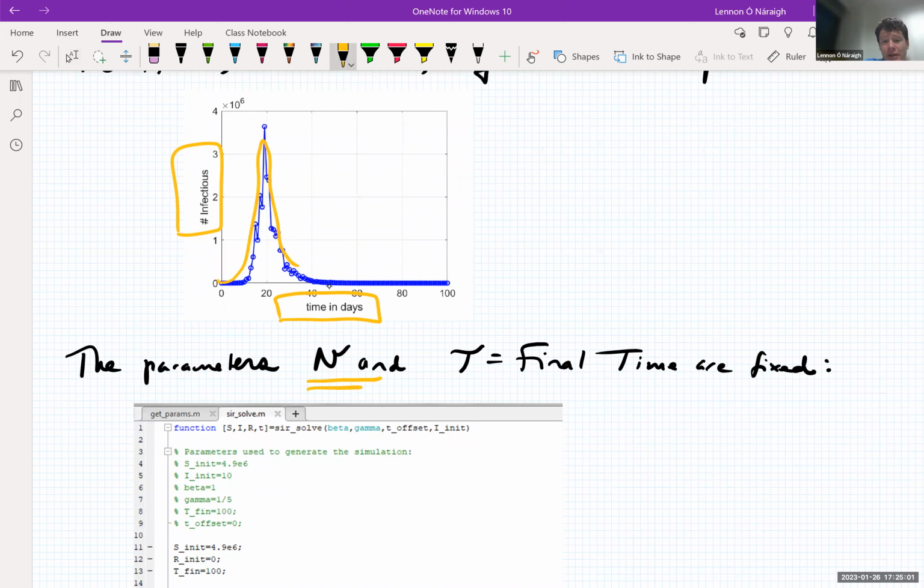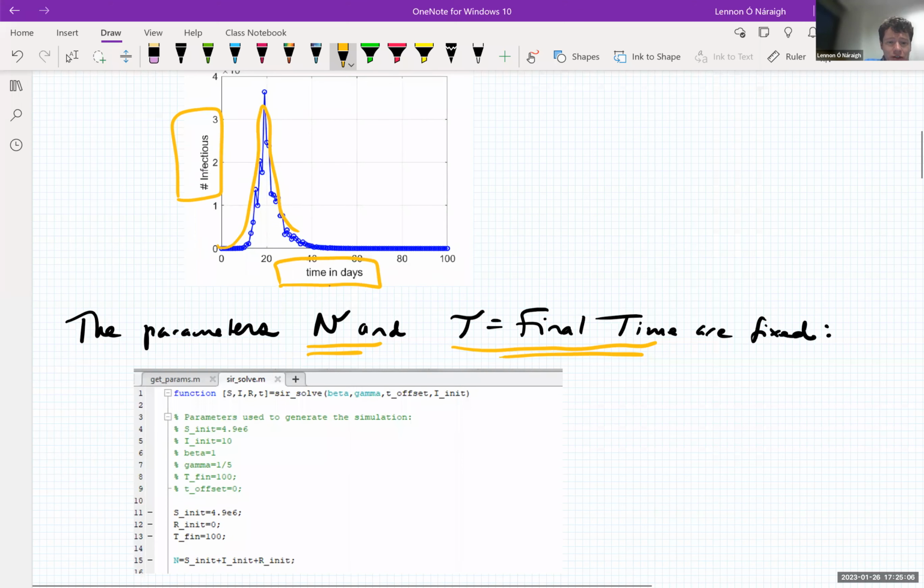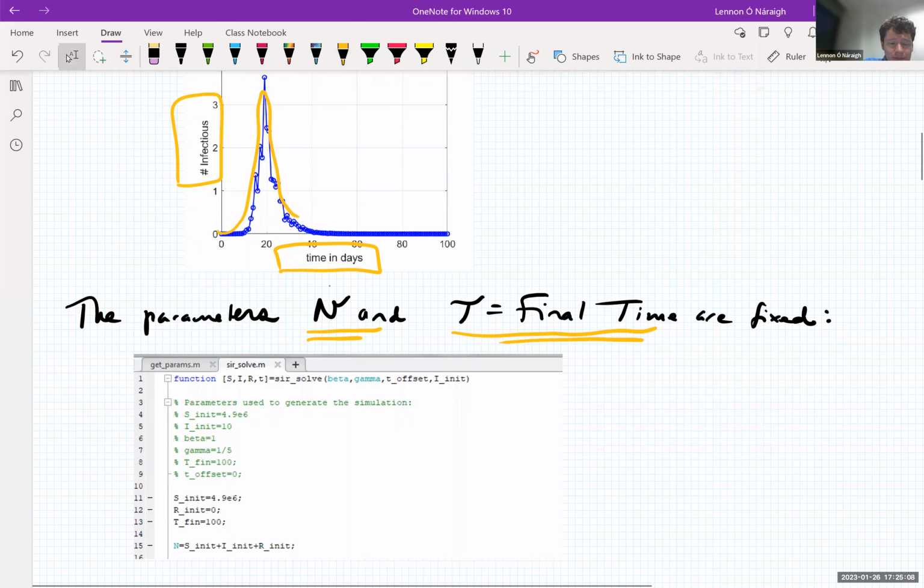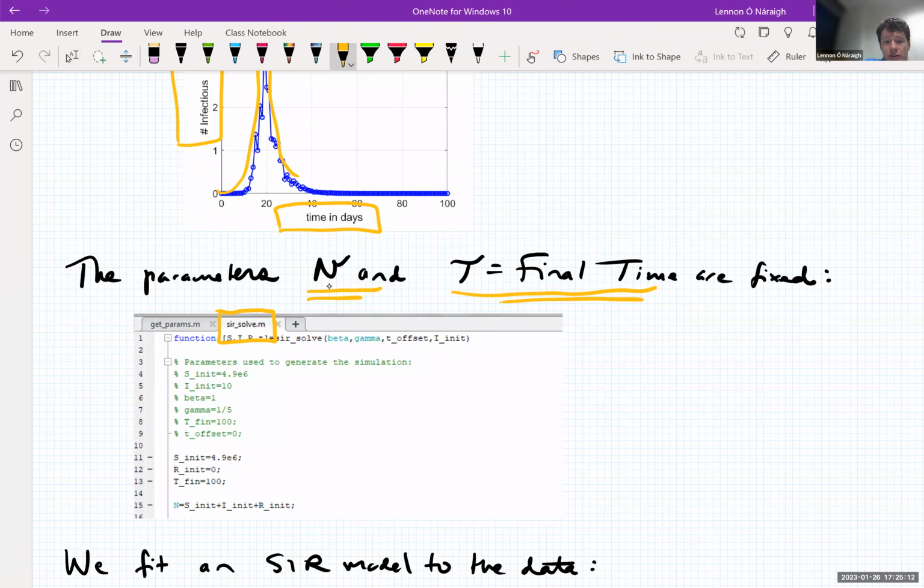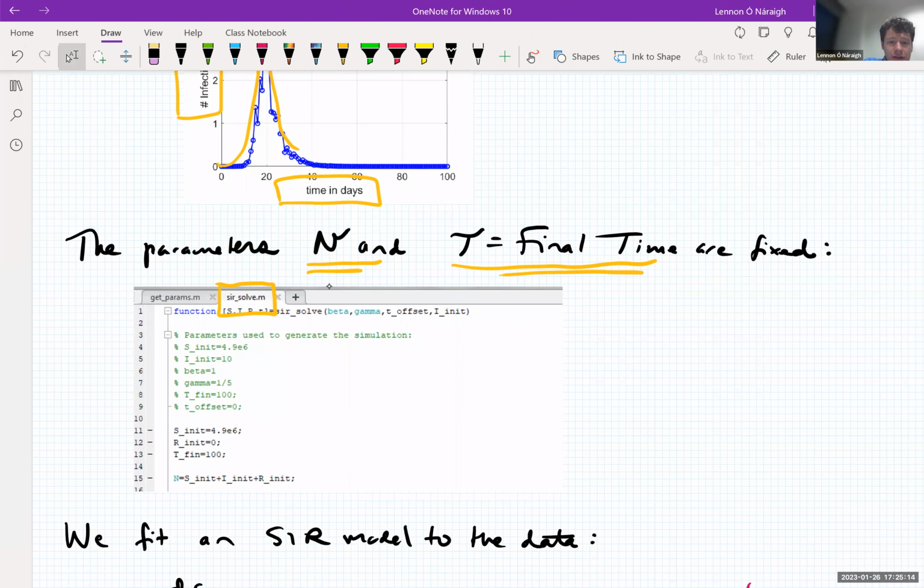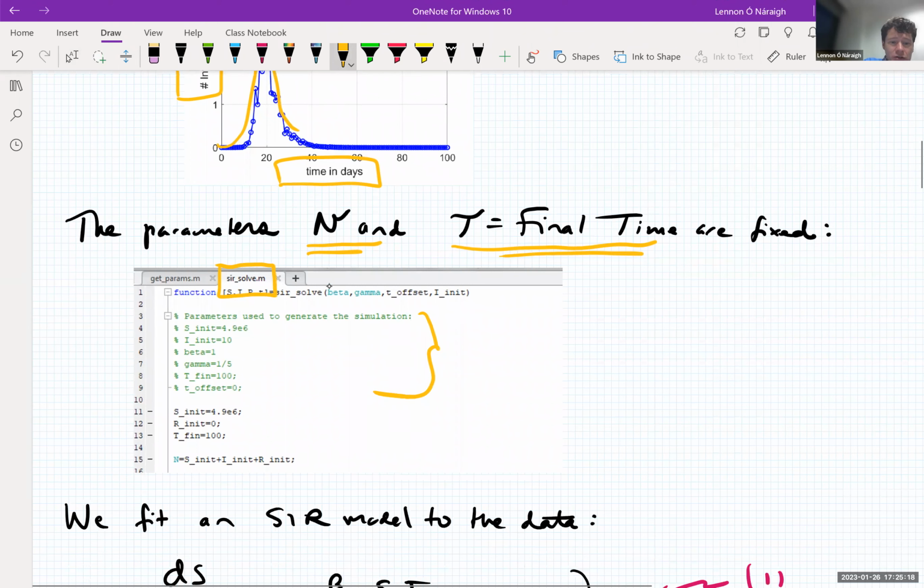There are two parameters that are really fixed and known for this problem: big N, the population size, and the final time that we want to simulate. These, for instance, are fixed here in SIR_solve.m. These are the parameters used to generate the simulation. S init is 4.9 million, R init is 0, and the final time is 100. Time is measured in days.